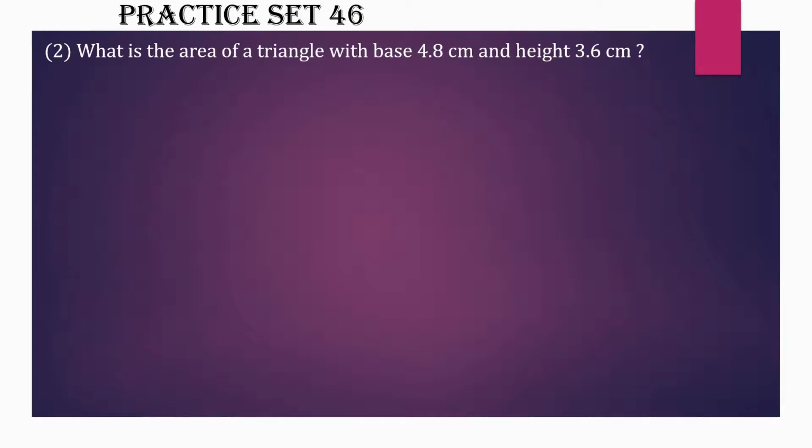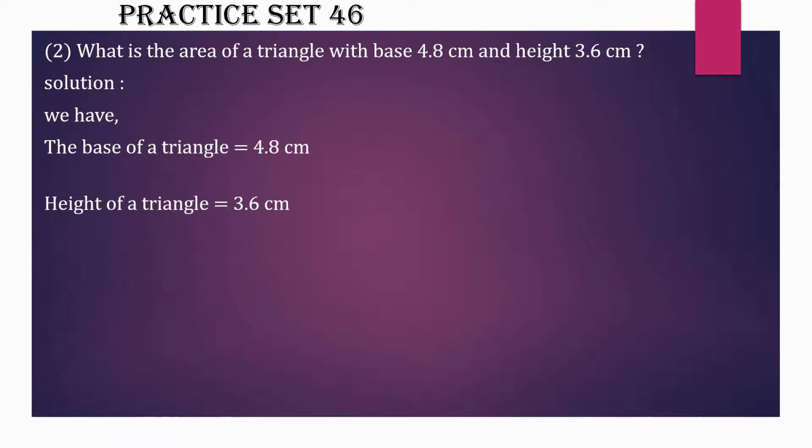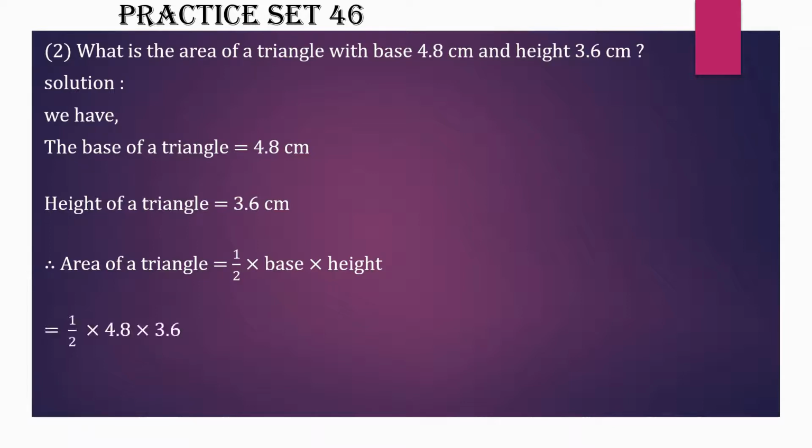Second question. What is the area of a triangle with base 4.8 cm and height 3.6 cm? Solution. We have the base of the triangle equal to 4.8 cm. Height of the triangle is equal to 3.6 cm. Formula for area of triangle is half into base into height, which is equal to half into 4.8 into 3.6, which is equal to 8.64 centimeter square. Hence, the area of the triangle with base 4.8 centimeter and height 3.6 centimeter is 8.64 centimeter square.